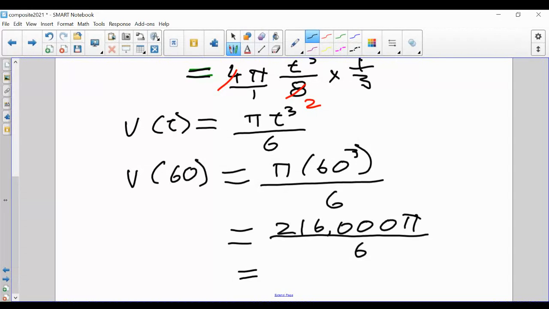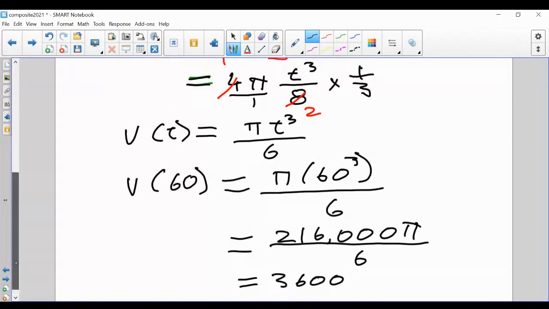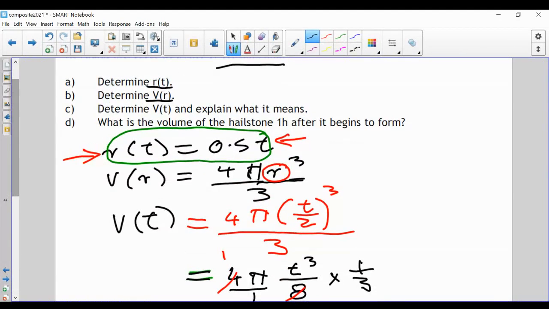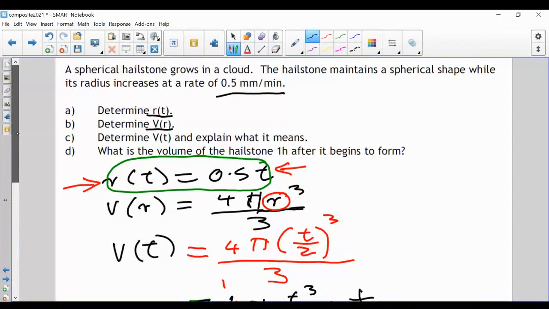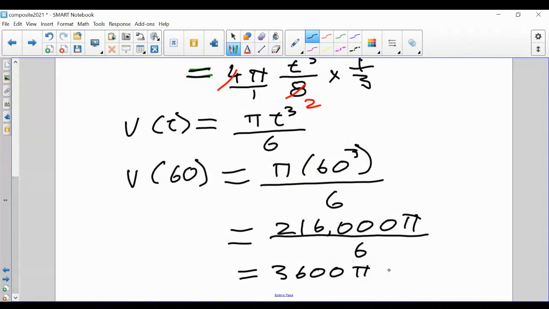Okay, yes, Quinn, go ahead, please. This is, yes, question D. What's the volume of the hailstone 1 hour after it begins to form? Yes, that's what this is. You're welcome. So it's 36000 pi, and the correct units for this, remember we were talking about volume here. So I think this was millimeters. Yes. So this would be millimeters cubed. All right, that's the volume.